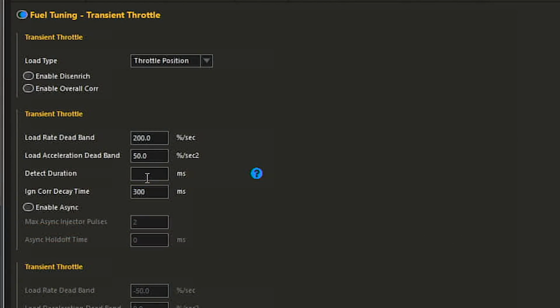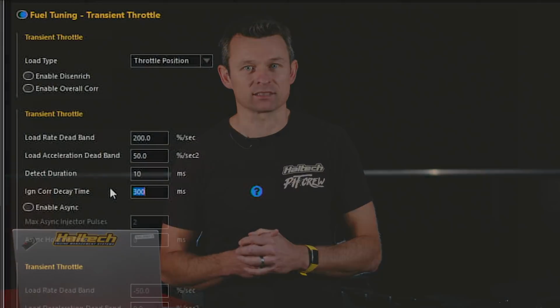Next up, we have our detection duration. Now this is the amount of time the ECU looks at the throttle movement to determine if the throttle movement is real or noise. A smaller number is more prone to false trips, but reacts a little bit quicker. Too long, and there'll be a delay in the fuel delivery. Typically, I would normally set this value to between 5 and 10 milliseconds.